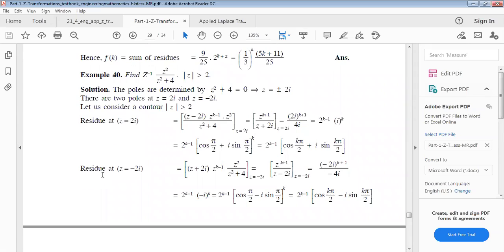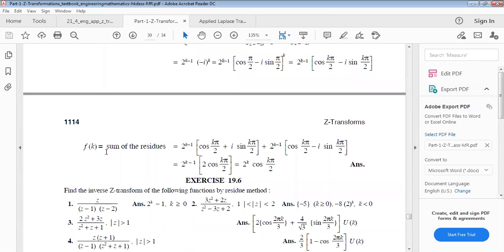On the other hand, the residue at z equals minus twice i, with the similar residue method. Breaking z square plus 4 into (z minus twice i)(z plus twice i), the z plus twice i cancels, so only z minus twice i exists. Now putting z equals minus twice i, we get this. Applying the same, minus i equals cos pi by 2 minus i sin pi by 2, right? Cos 90 degrees will be 0 and sin 90 degrees will be 1, so this will be only minus i. So minus i can be written like this. Actually, we are writing the complex number into trigonometric form.